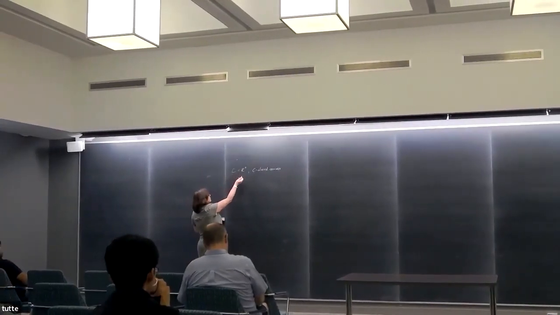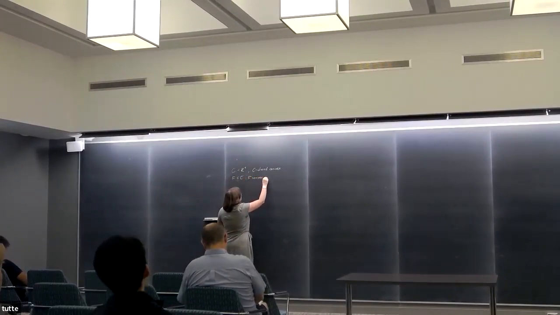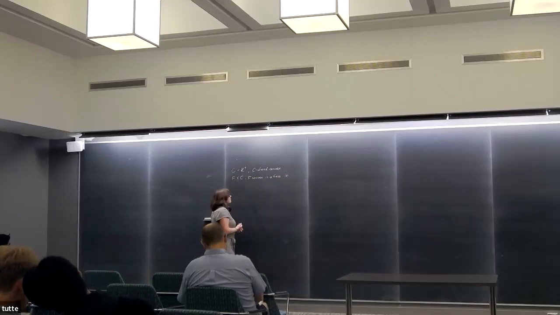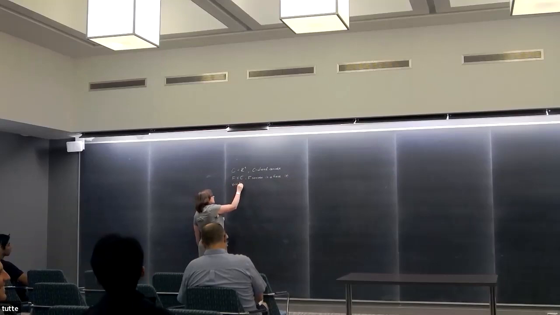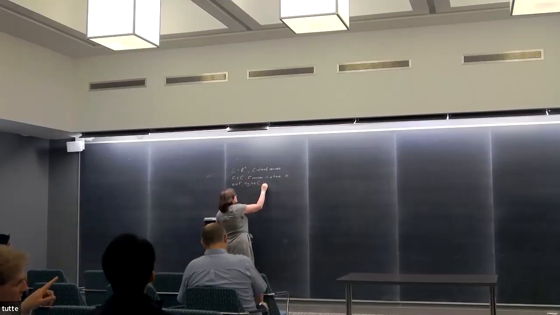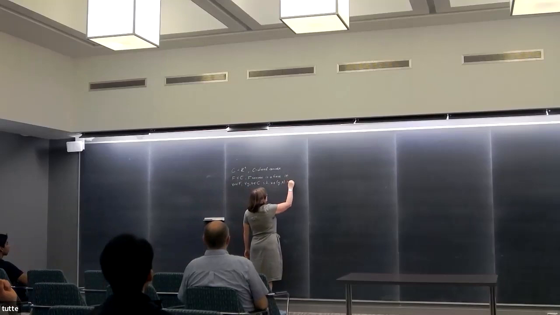A closed convex subset F of C is a face if the following algebraic condition holds: for any x in F and any y, z in C, such that x is in the interior of the line segment connecting y and z, we have y and z in F.